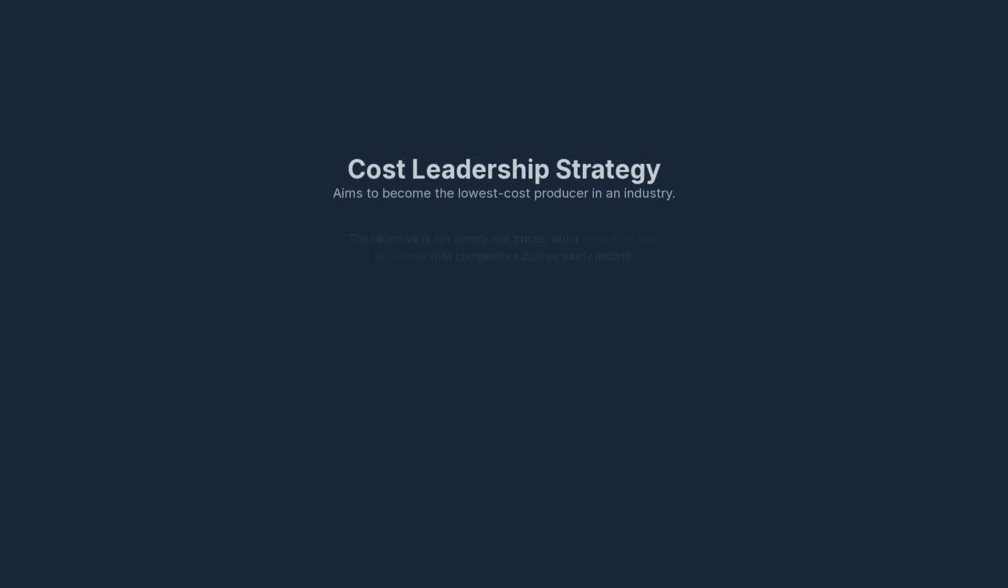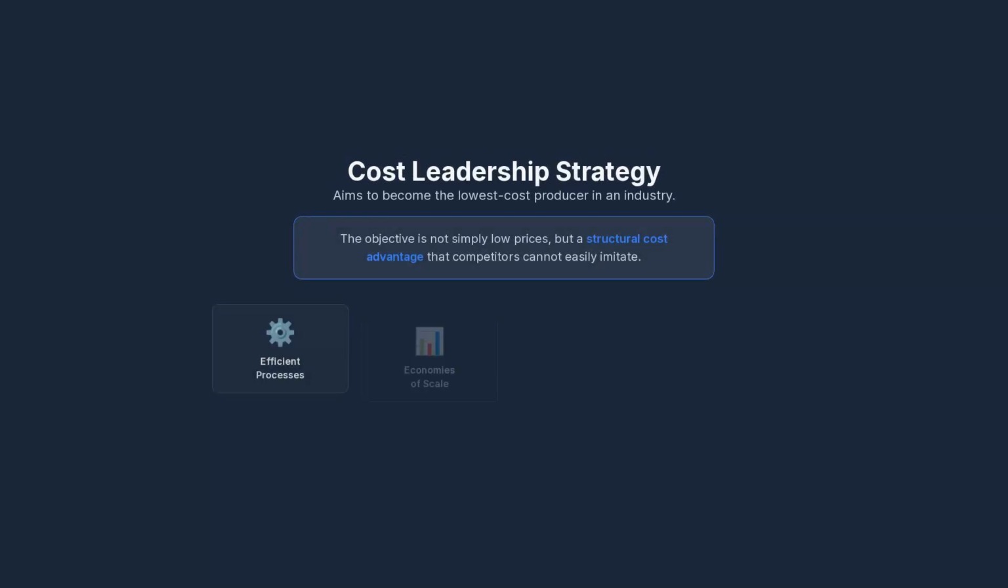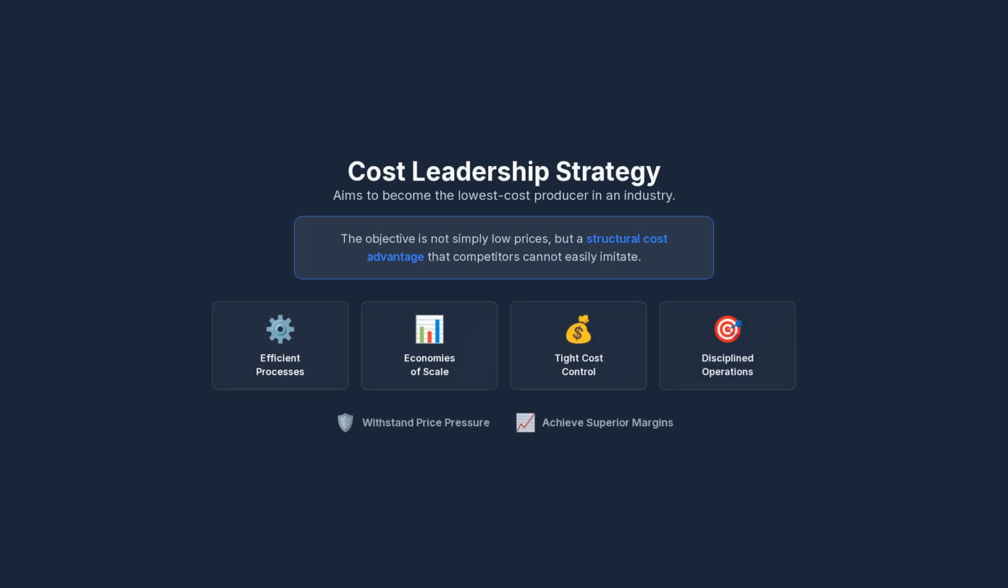A cost leadership strategy aims to become the lowest cost producer in an industry. The objective is not simply low prices, but a structural cost advantage that competitors cannot easily imitate. Cost leadership typically requires efficient processes, economies of scale, tight cost control, and disciplined operations. If successful, cost leaders can withstand price pressure and achieve superior margins.